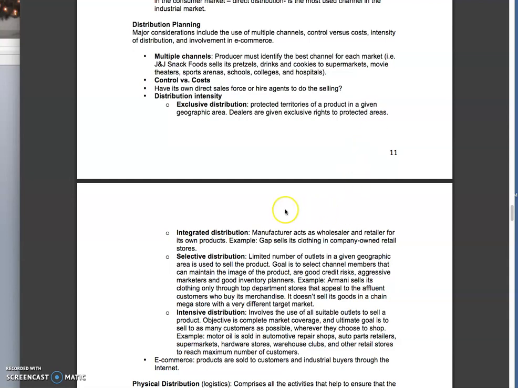And this is what also happens with franchises. It could be something that's an integrated distribution, which means the same company makes it and distributes it and sells it directly, for example, a clothing company like Gap. Again, selected distribution looks more towards trying to sell them in certain areas based on target market, specifically demographics.